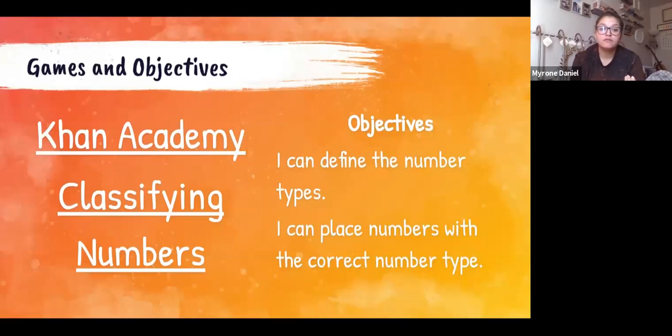So we do have some games that you can practice with. We have Khan Academy and some classifying number games. Those are going to be in your learning guides, and you'll be able to access those as well. And then our objectives are I can define the number types, and I can place numbers in the correct number type. We already have the definition, and we've placed them in the number types in those rainbow boxes. Those are going to be your natural numbers, your whole numbers, your integers, and your rational numbers.